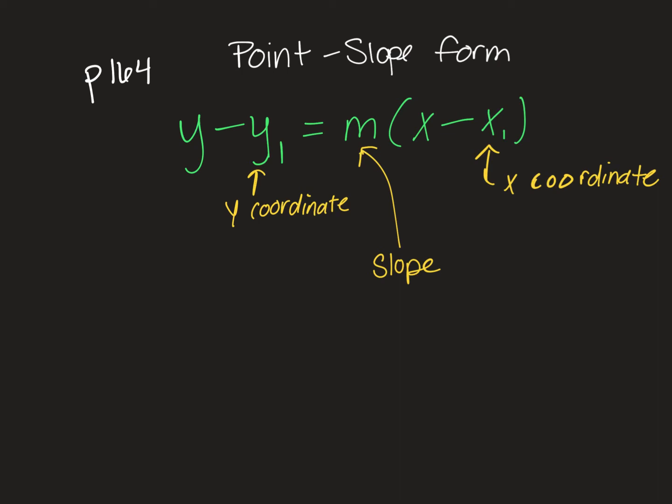All right, so this is point slope form. Y1 is where you plug in the y coordinate. M is your slope. X1 is where you plug in the x coordinate. And then we're going to solve for y.